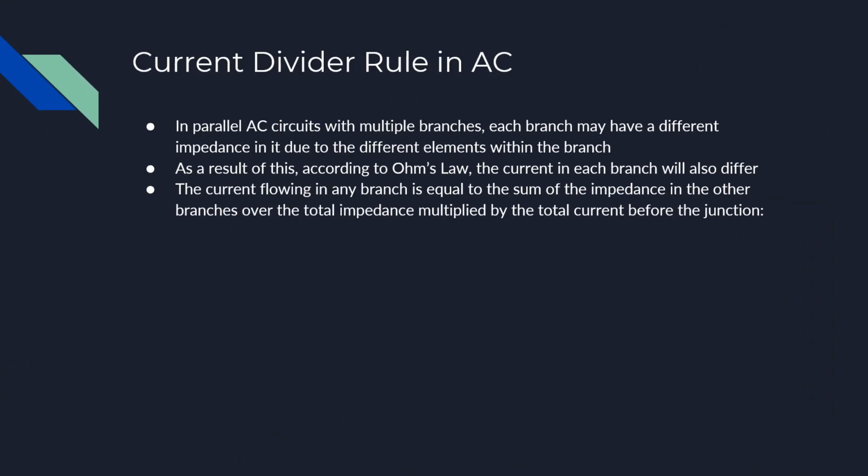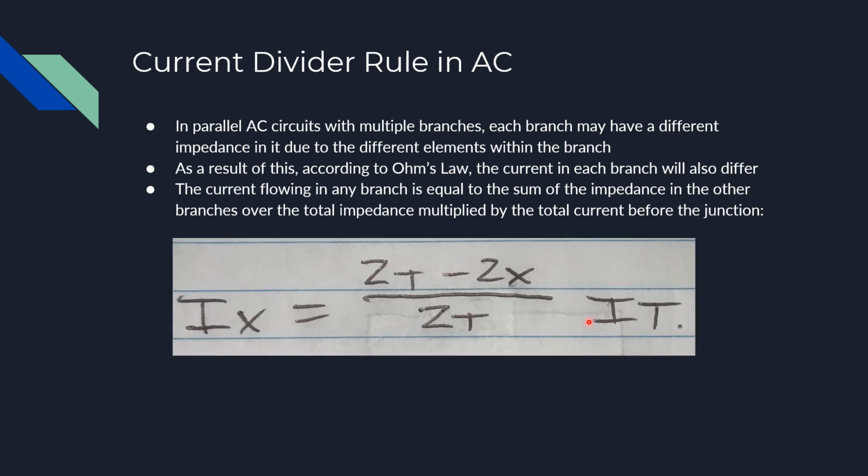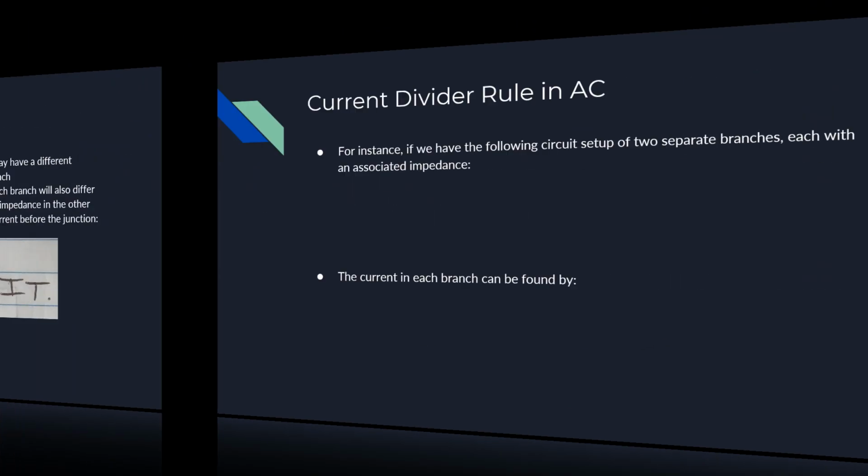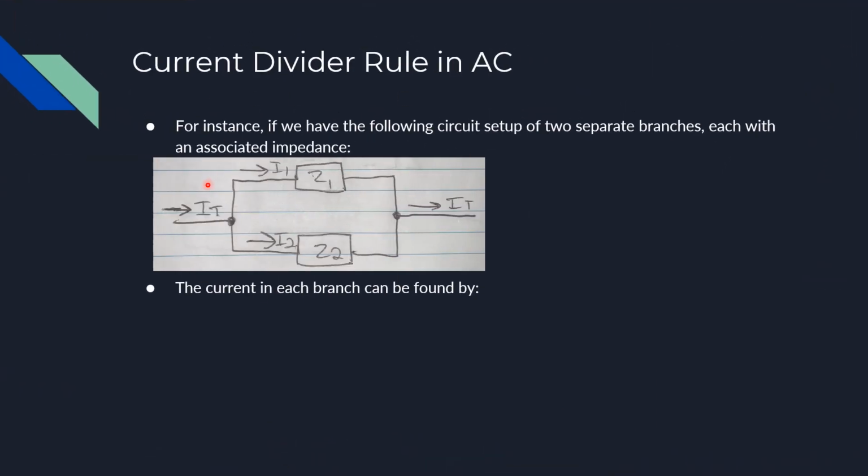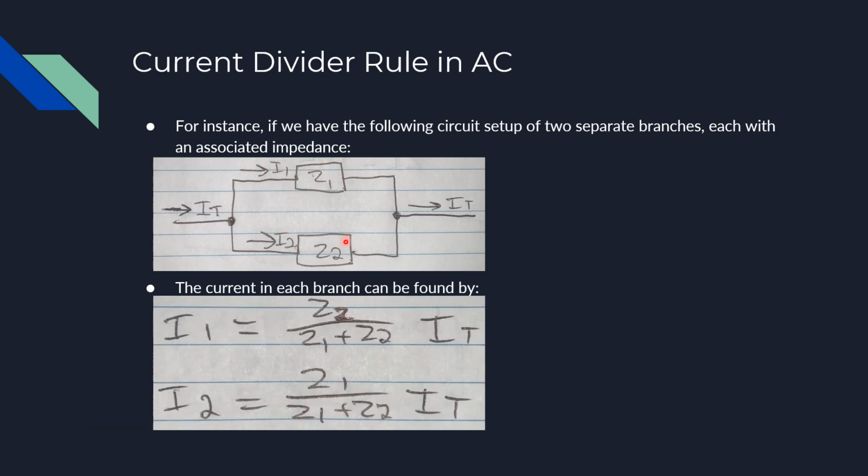In parallel AC circuits with multiple branches, each branch may have a different impedance due to different elements. To find the current in any given branch, we use this current divider rule. For a two-branch circuit such as the one shown, the current in each branch is found by the opposite impedance over the total impedance times the source current.